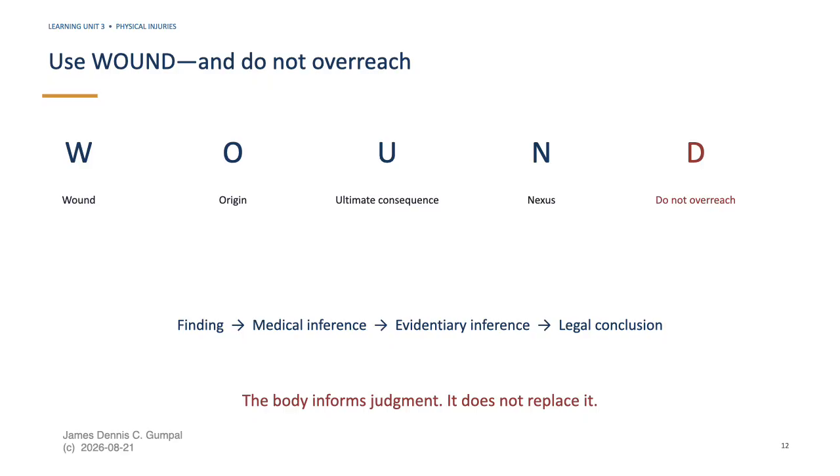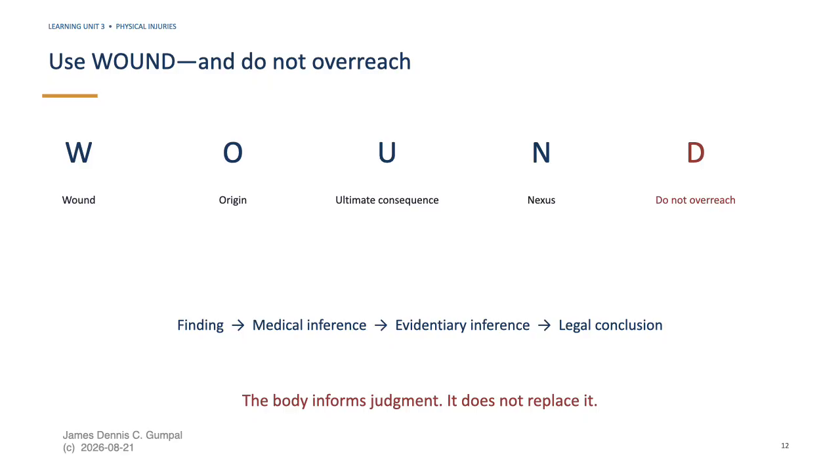Close every injury analysis with wound. W for wound. Describe type, location, dimensions, depth, direction, and structures. O refers to origin. Identify reasonable mechanisms. U for ultimate consequence. Determine disability, life threat, or fatality and its medical basis.